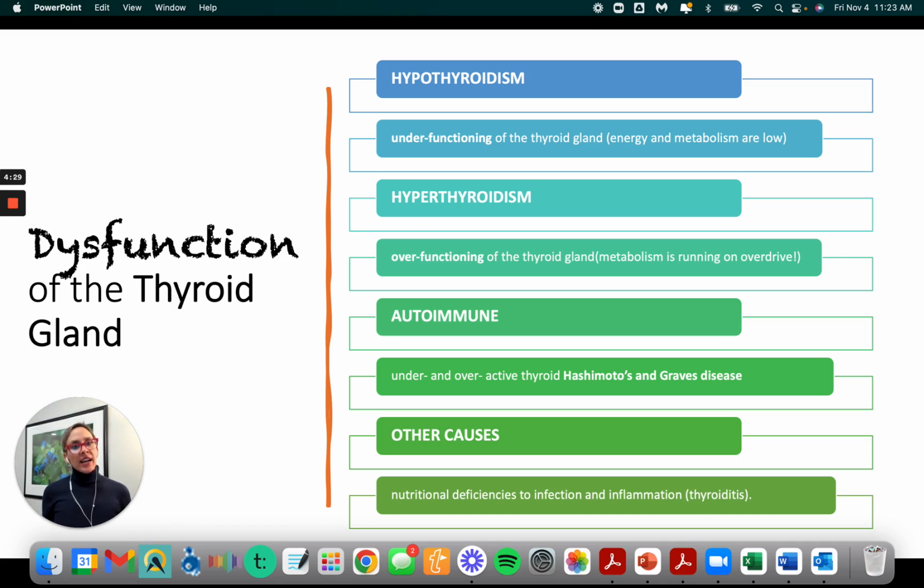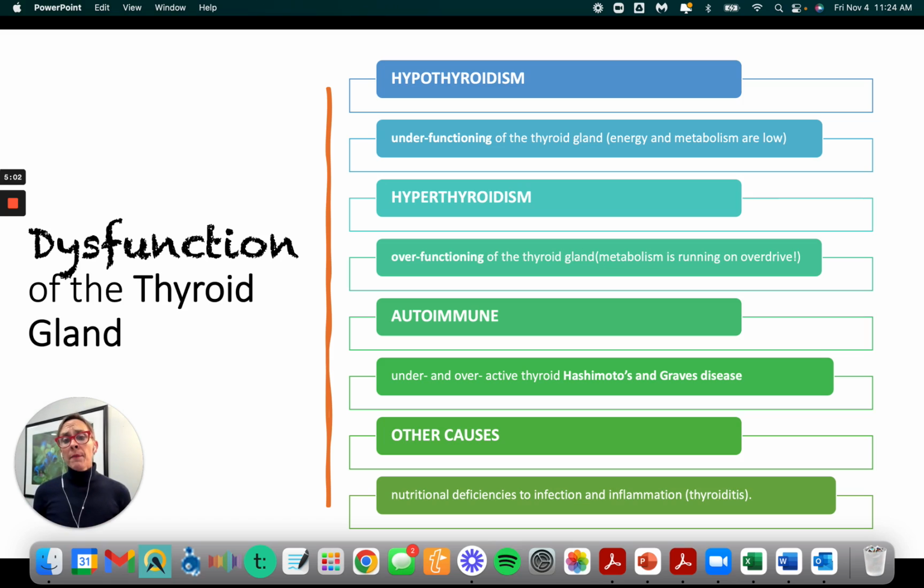There can be different kinds of dysfunction of the thyroid gland. The most common dysfunction we see is hypothyroidism. That means underactive thyroid gland or underfunctioning. And usually with this, you'll notice the energy is slowed, metabolism is lower. When the thyroid gland is overactive, it's called hyperthyroidism, and this is an overfunctioning. Things are running in overdrive. People typically feel anxious. They may have a racing heart. They may be losing weight. They can't keep weight on.